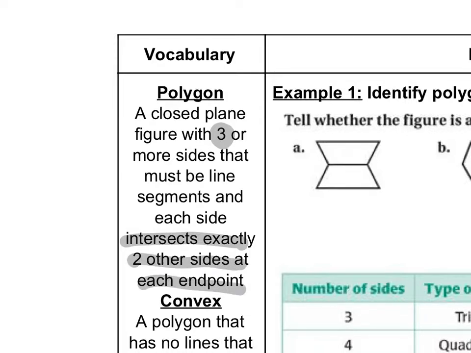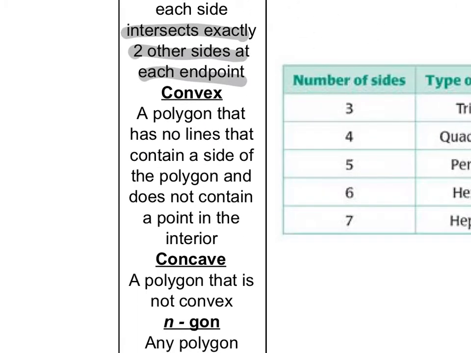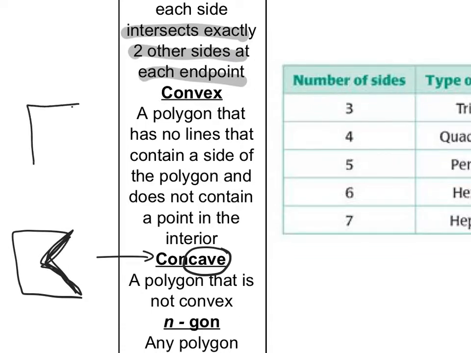Okay, so we're going to talk about convex and concave polygons. The easiest way for me to remember it is with concave. I think of it as a cave. As that figure kind of caves in, this would be a concave polygon because of that part right there. A convex polygon would have to look like this. There's no caving in of the sides, so it's convex.